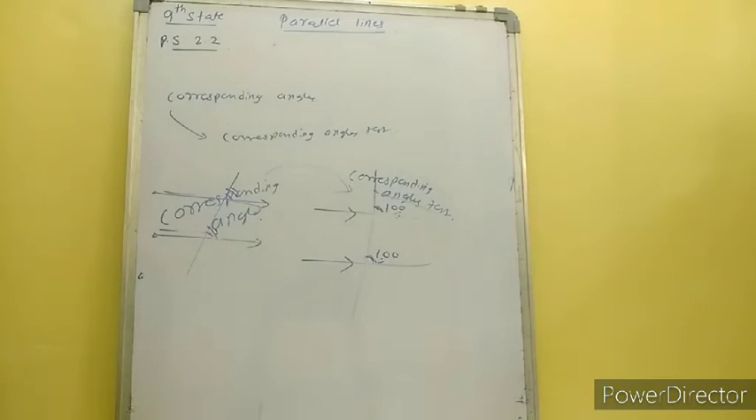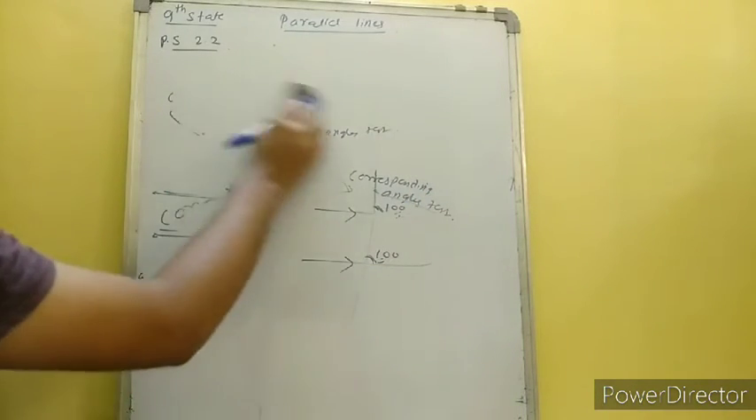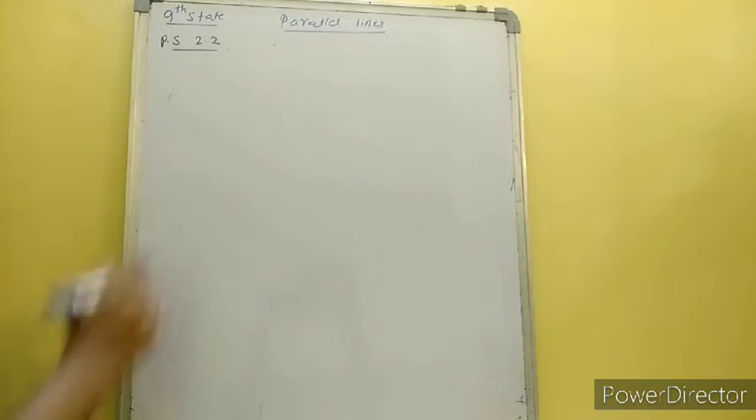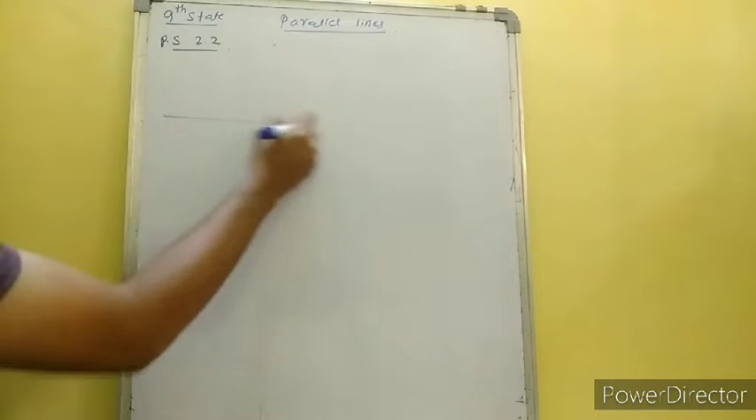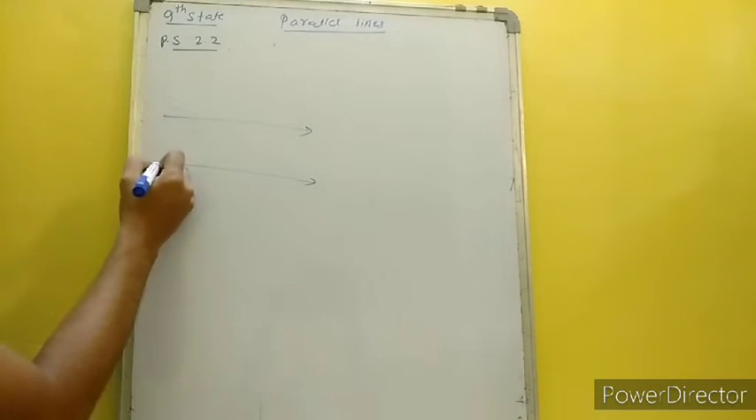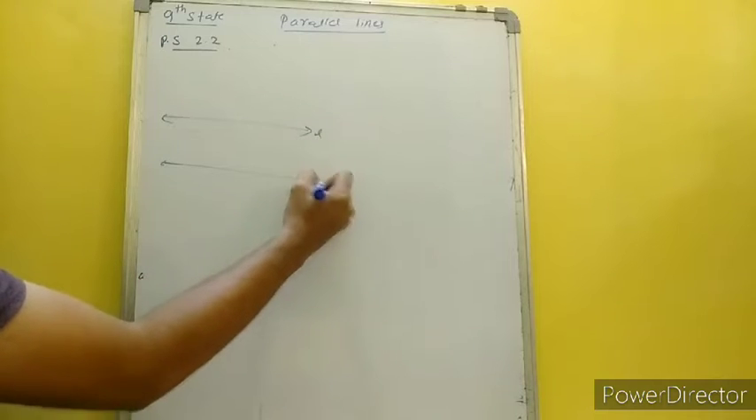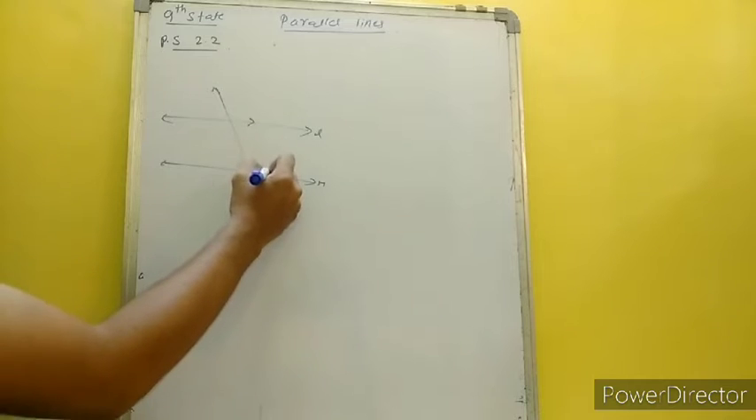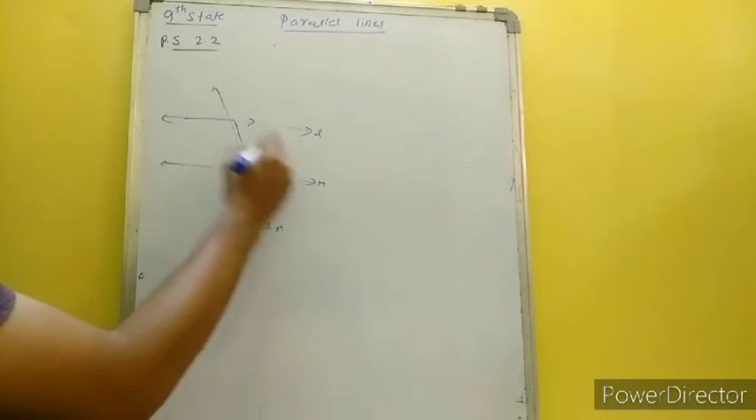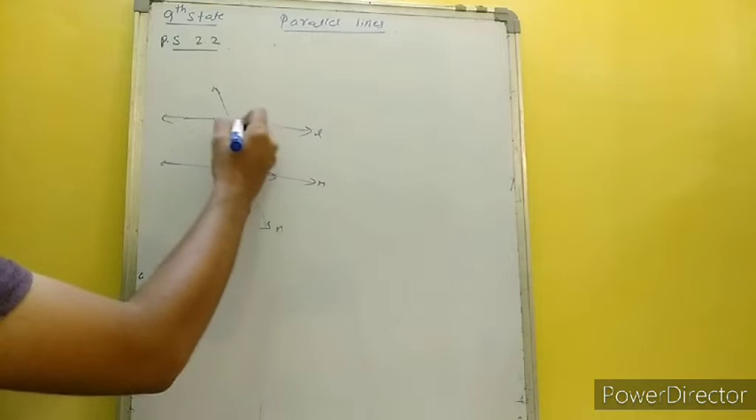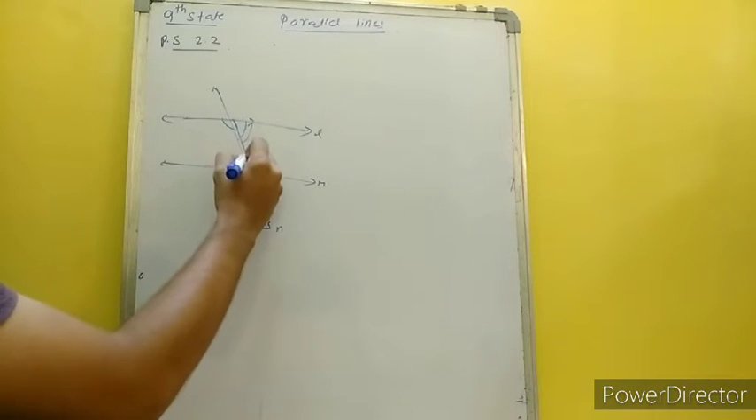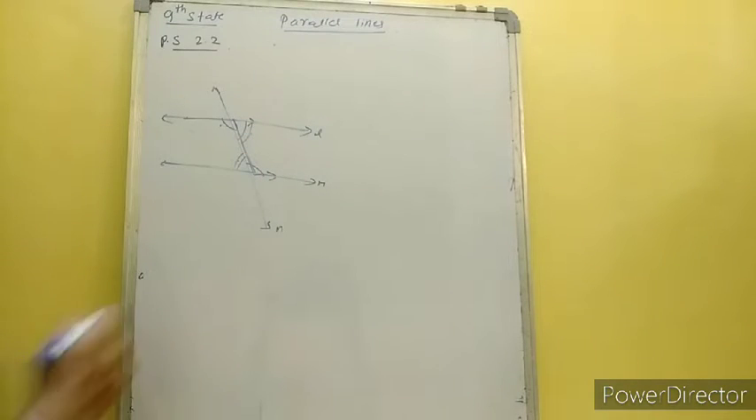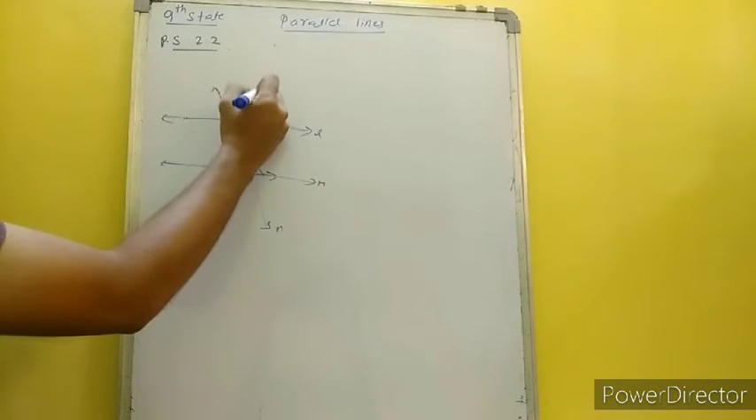Got it? Now we will see what is alternate angles and alternate angles test. When two lines are parallel, suppose L and M, and we have a transversal N. If two lines are parallel, then angles forming Z, this angle and this angle, and ulta Z, that is this angle and this angle, are equal. Angles forming Z and ulta Z are equal. So we will call this alternate angles.